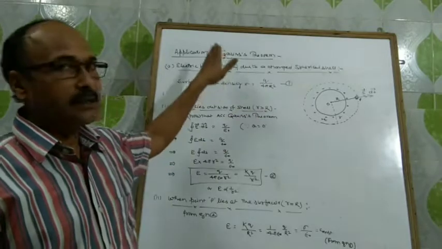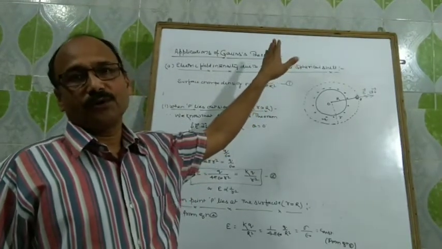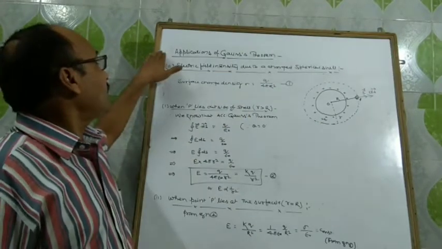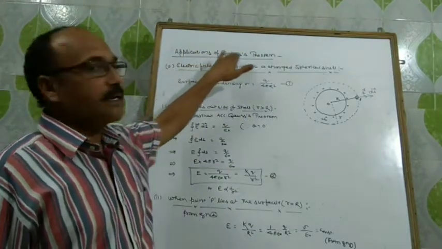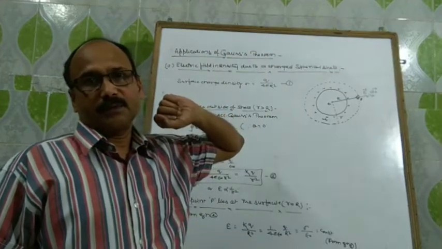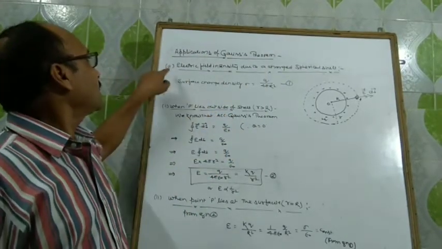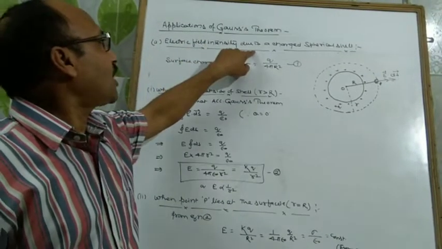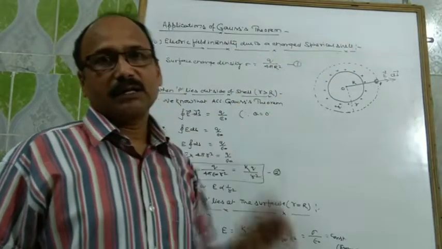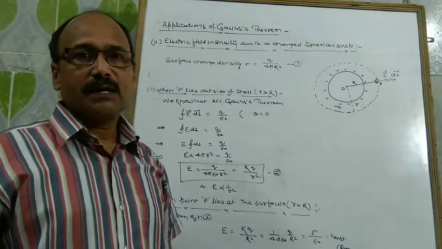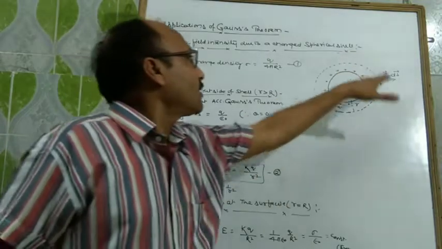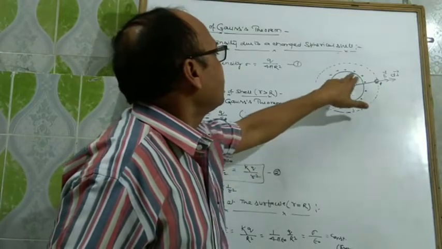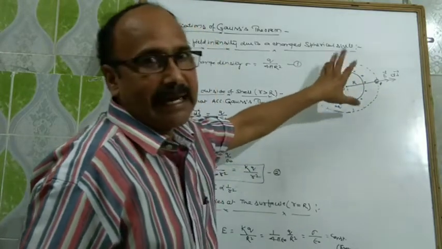So after completing the deduction of Coulomb's law from Gauss's theorem, now we have to discuss the applications of Gauss's theorem. The first application is electric field intensity due to a charged spherical shell. Shell means it is a spherical shell, meaning there is no matter inside the shell.